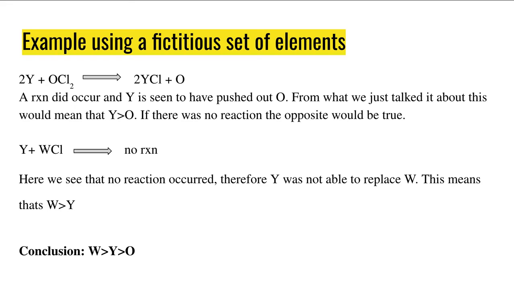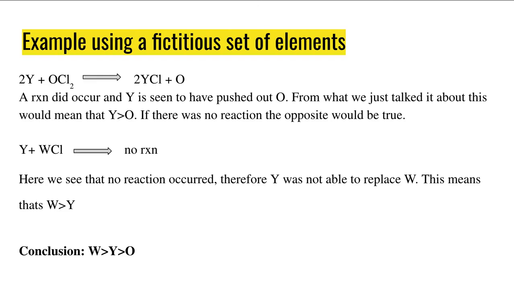So in the first reaction that you see, a reaction does occur in which you can see that Y has replaced O in this single displacement reaction. So when that happens, it means that Y is more reactive than O because it had, let's say, enough power to push out O from the reaction, in which now Y was by itself, but now O is by itself in the product side of the reaction.